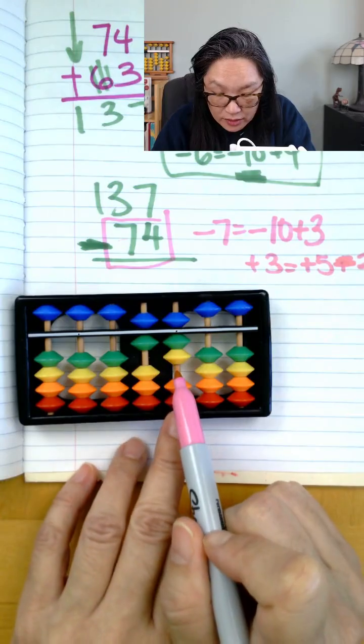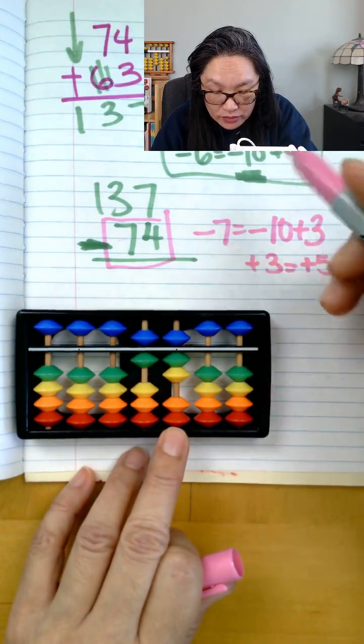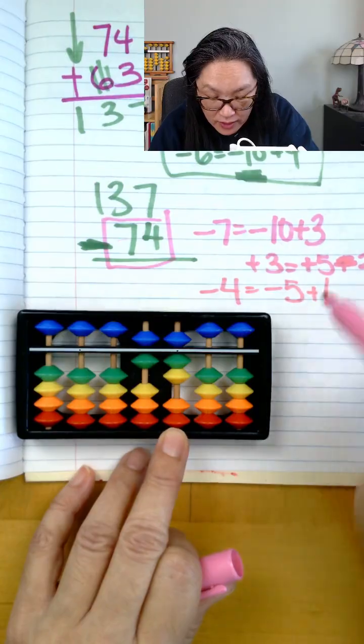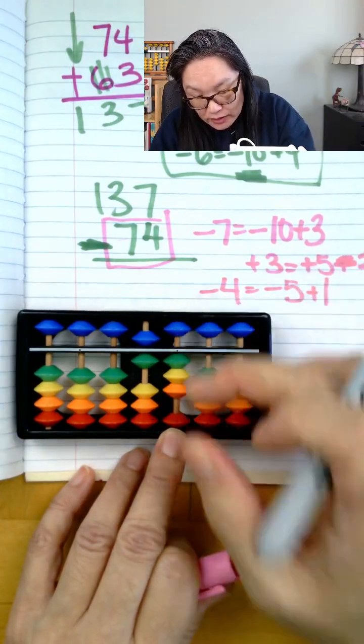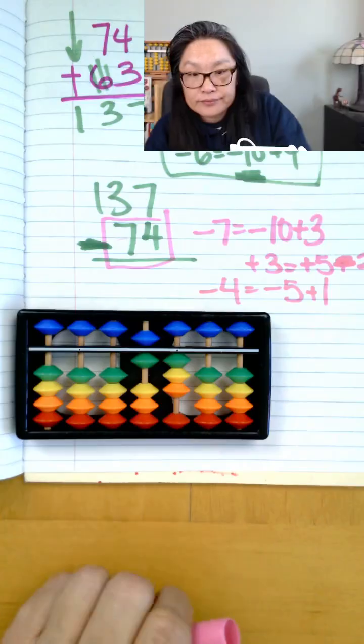Now I go here and I take away 4. Can I take away 4? No. What do? Minus the 4 is equal to minus the 5 plus the 1. So minus the 5 and I plus the 1. So then my answer is 63.